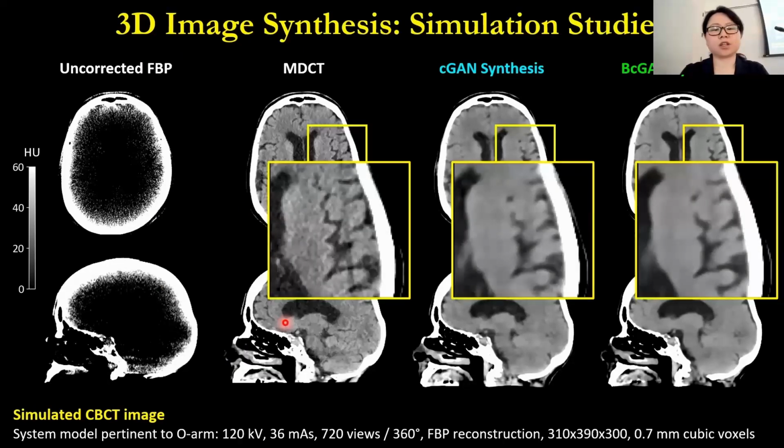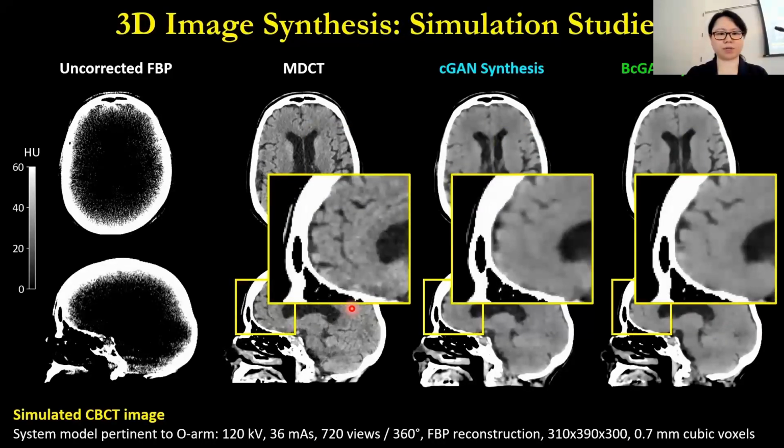But if we take a closer look at the BCGAN synthesis results, we see that it actually provides slightly more conspicuous anatomical features compared to the CGAN. And this also closely resembles the ground truth. Here's another example in the sagittal slice. And we attribute this performance gain to the use of aleatoric uncertainty in the loss function of BCGAN.